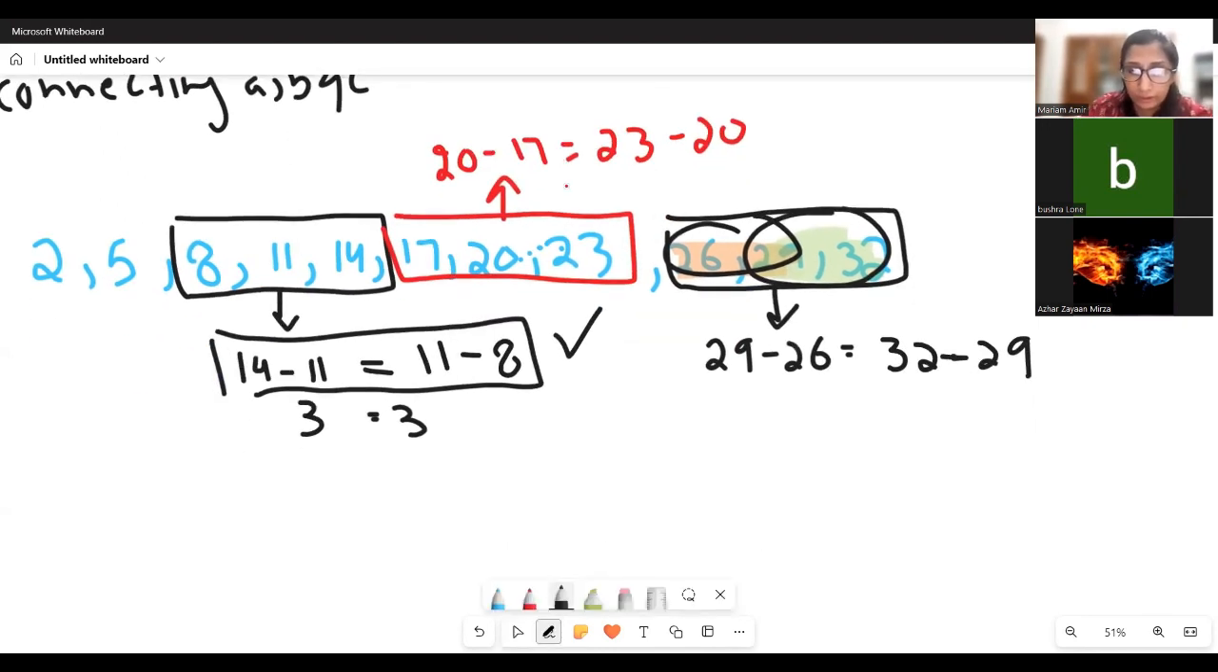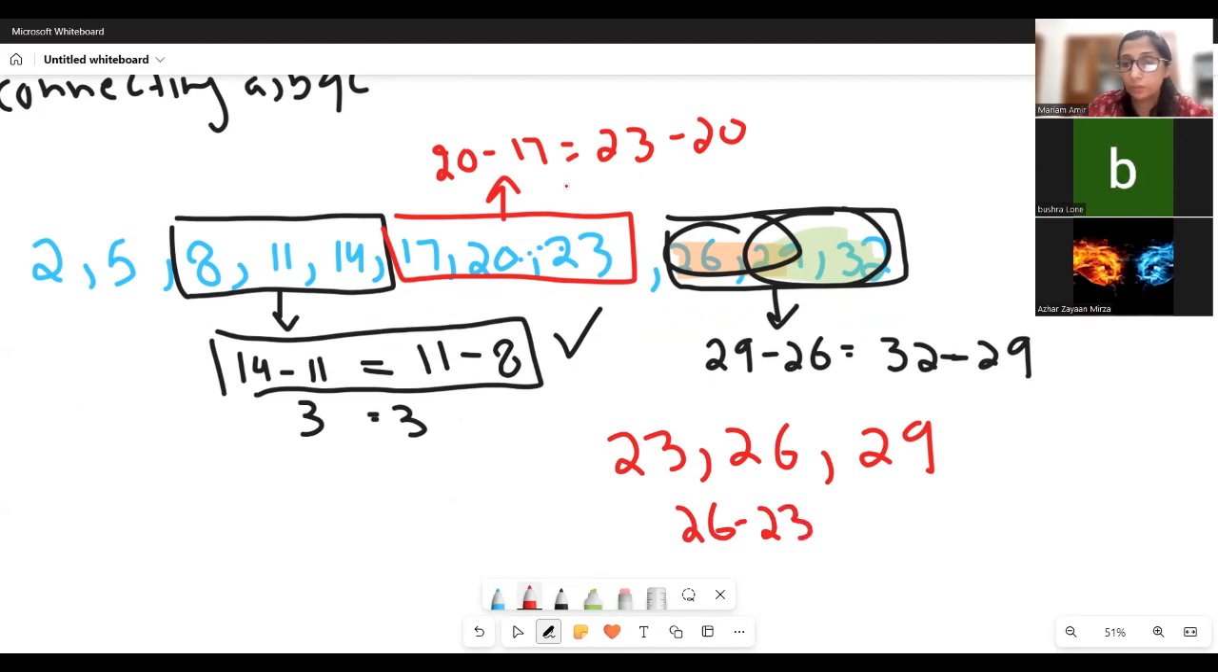Fact, I'm going to take any three consecutive terms from here. One is 23, next is 26, next is 29. Form an equation that has all these three values. 26 minus 23 is equal to 29 minus 26. ठीक है. So if we have three consecutive terms of an arithmetic progression, you can take the difference of the first two, take the difference of the last two, and equate them, right?